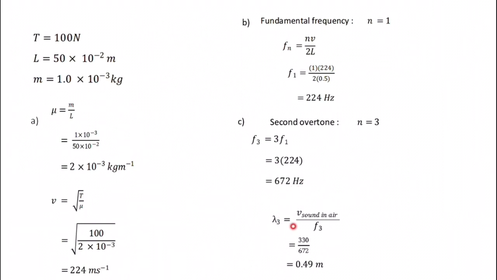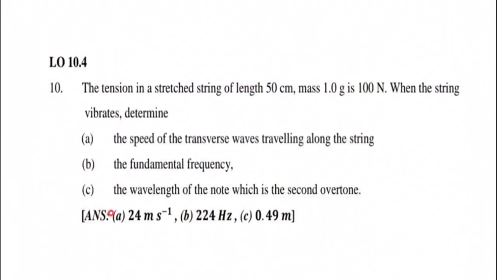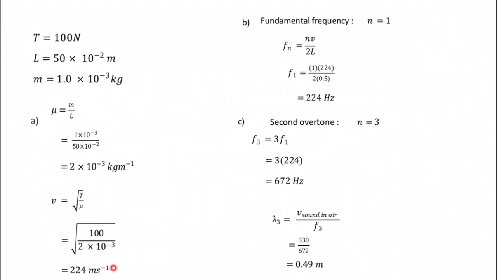And we can proceed to find the lambda. Lambda 3 equal to v sound in the air divided by F3. So we can find the lambda 3 is 0.49 meter. For your information, the answer for A is wrong. So you can look at this answer instead of the answer given. Thank you.